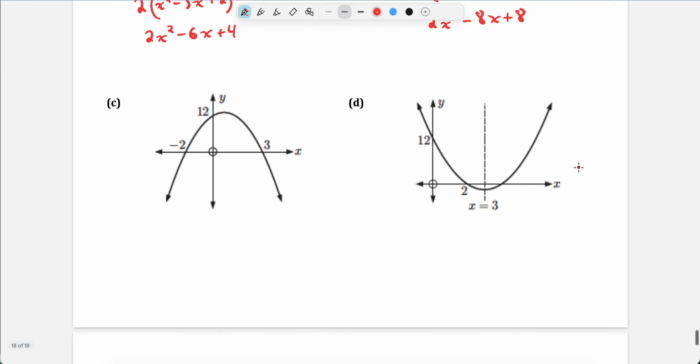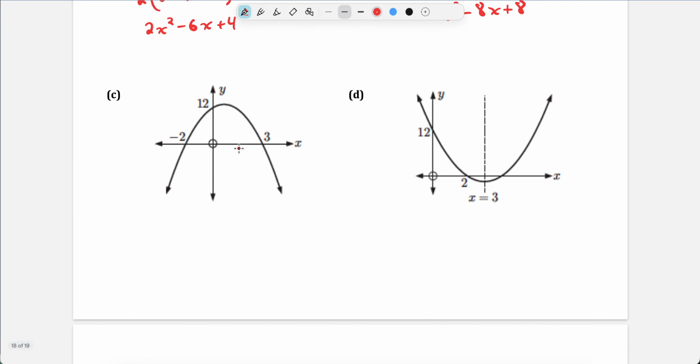All right, last couple down here. All right, so again, I'm given my roots here. I can see my roots at -2 and +3. So what does that mean for my factors? That means I have a factor of x plus 2 and of x minus 3.